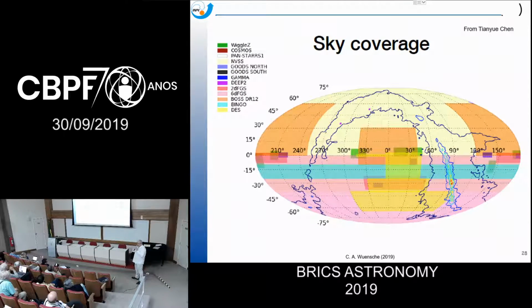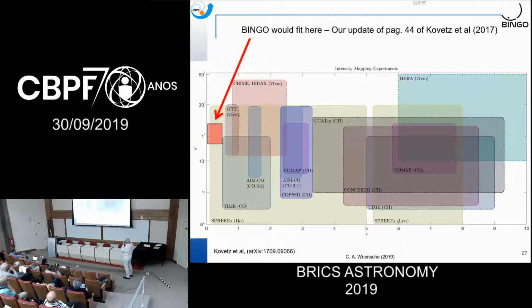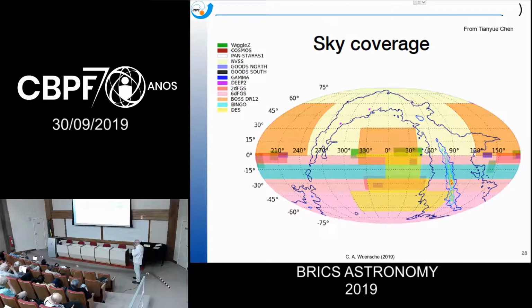So besides radio, besides intensity mapping, these are all intensity mapping experiments. But we can also compare with radio surveys. BINGO is the blue strip here. That's DES, and this is the 6dF data, the pink one. So that's where multi-wavelength comes in. We have a good instrument with good data for multi-wavelength comparisons.